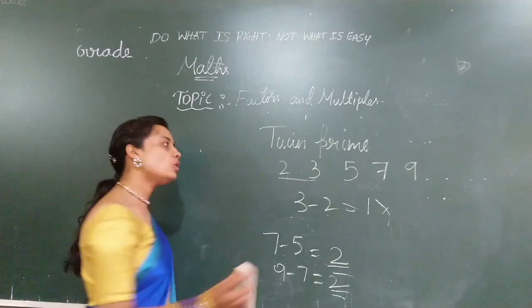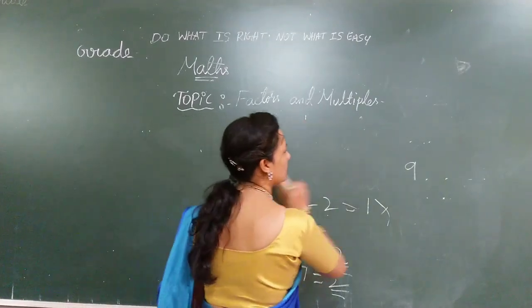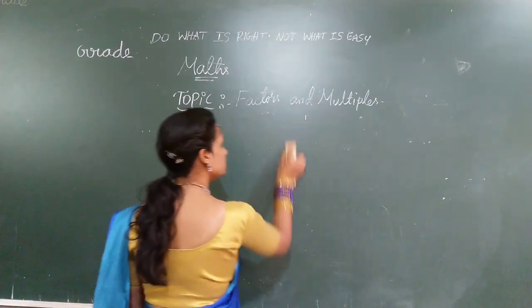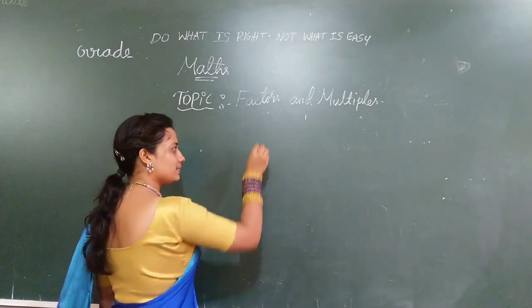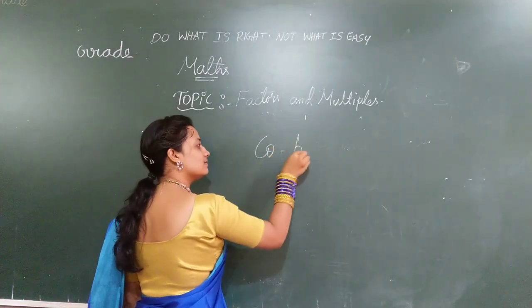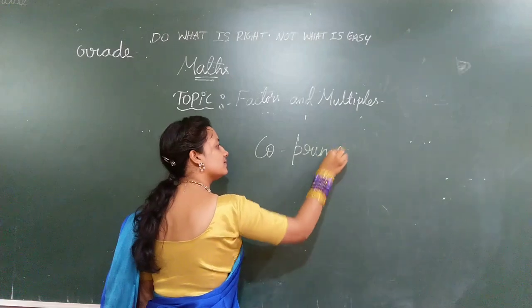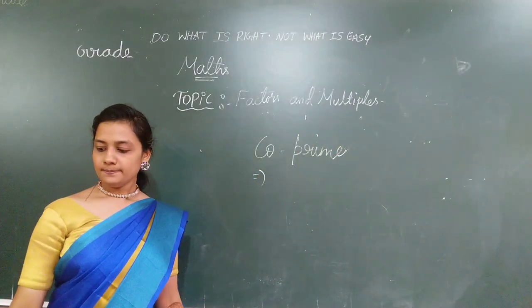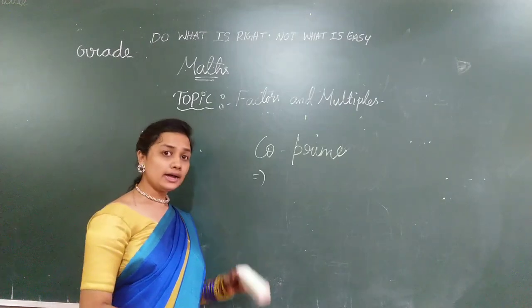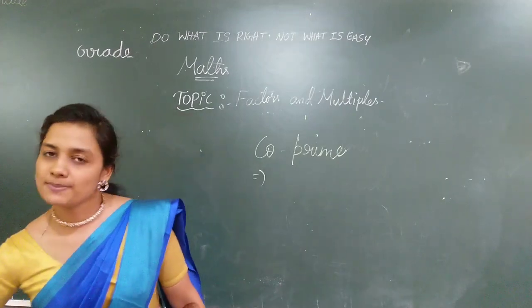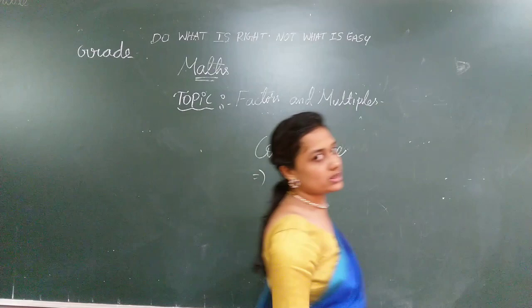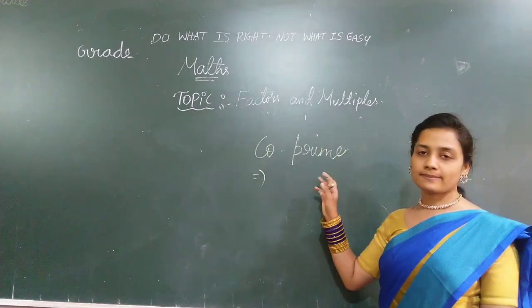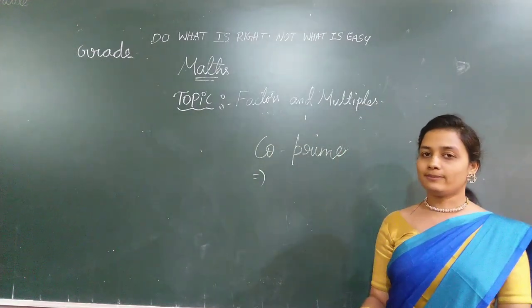Last is co-prime. So what is co-prime? Co-prime are numbers. It's not exactly the prime number. Don't get confused with the name. Co-prime is not a prime number. Let's keep it in mind.